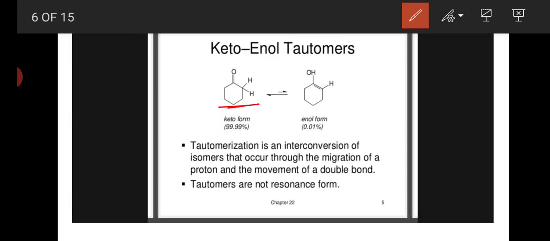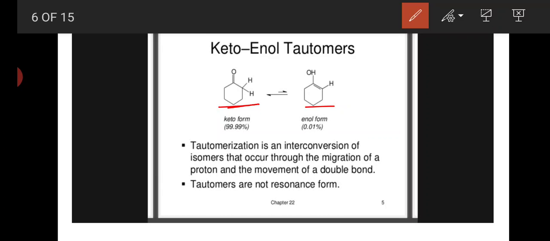This is keto form and this is enol form. Tautomerization is an interconversion of isomers that occurs through the migration of a proton and the movement of a double bond. Tautomers are not resonance forms.